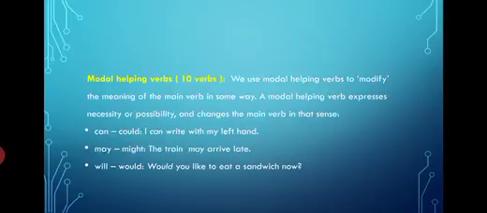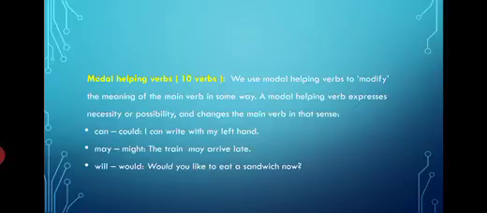Modal helping verbs. The modal helping verbs are 10. The primary helping verbs are 3. They are be, have, do, and the modal helping verbs are 10. Let us see what they are. We use modal helping verbs to modify the meaning of the main verb in some way. A modal helping verb expresses necessity or possibility and changes the main verb in that sense. Here the modal helping verbs show the necessity and the possibility. Sometimes they change the main verb as per the sense.